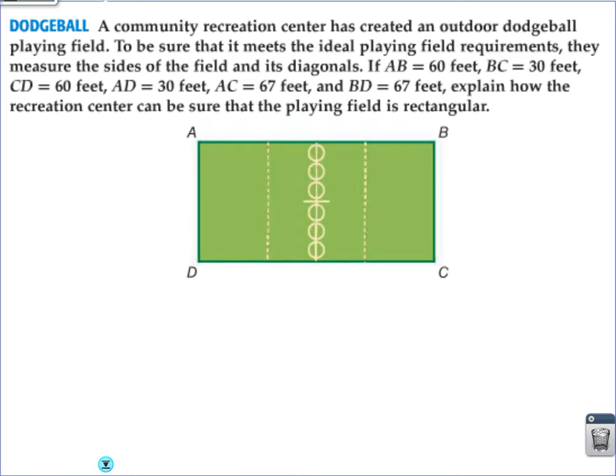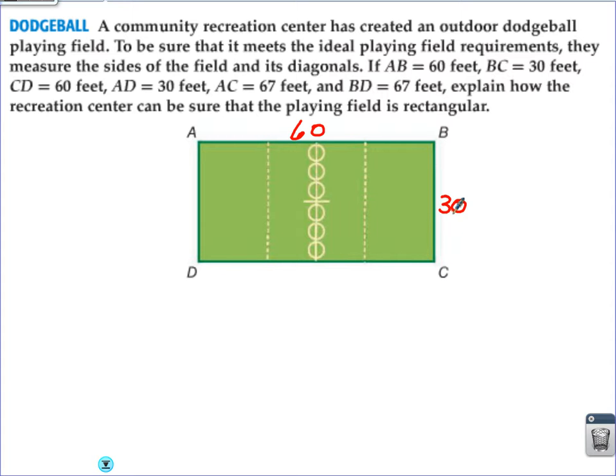A community rec center has created an outdoor dodgeball playing field because everybody needs one. To be sure that it meets the ideal playing field requirements, they measure the sides of the field and its diagonals. AB is 60. BC is 30.